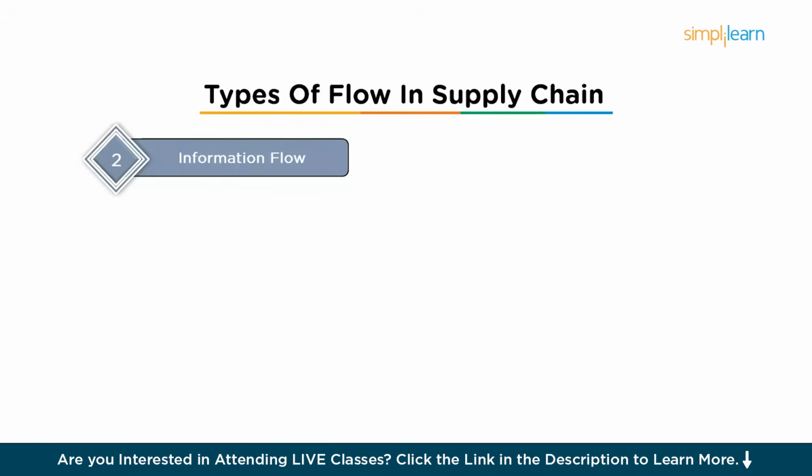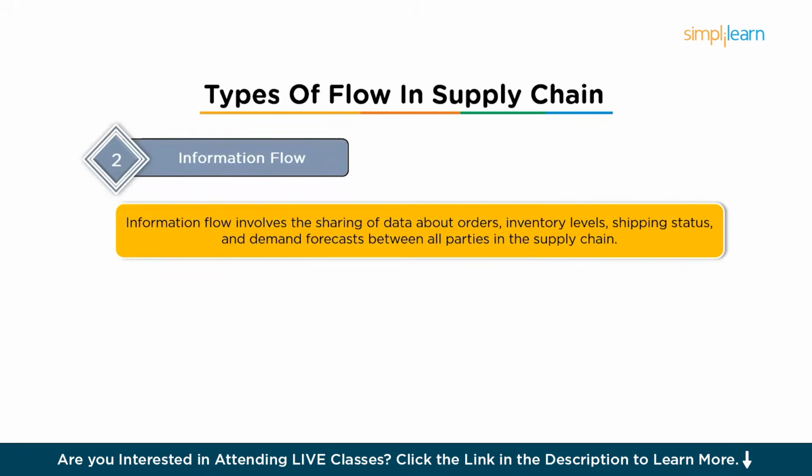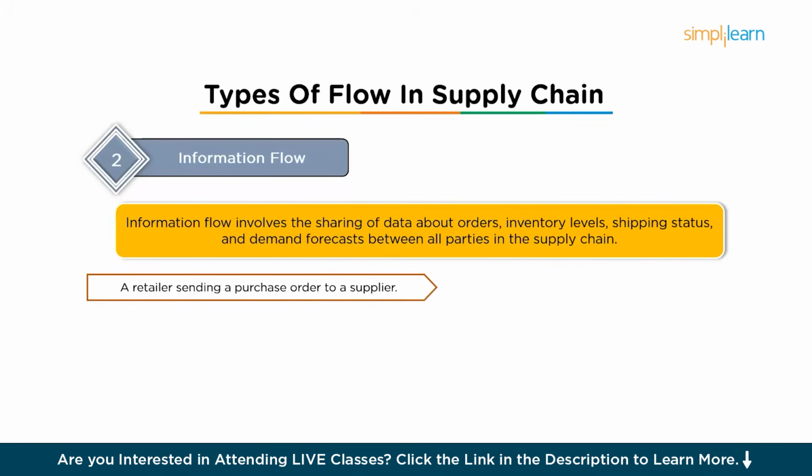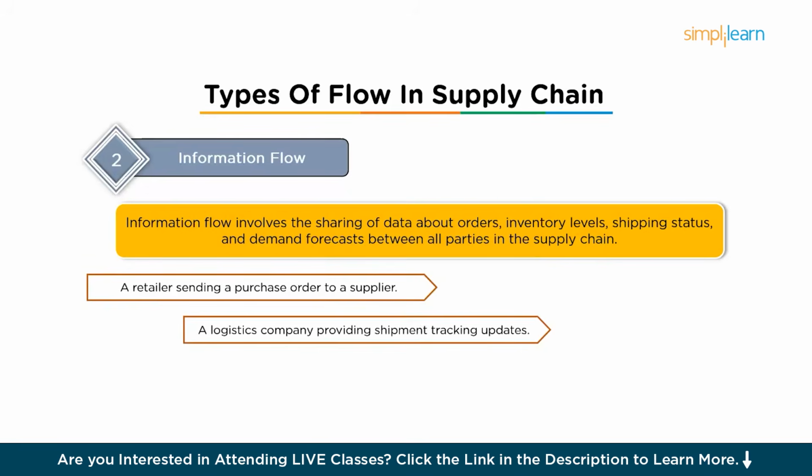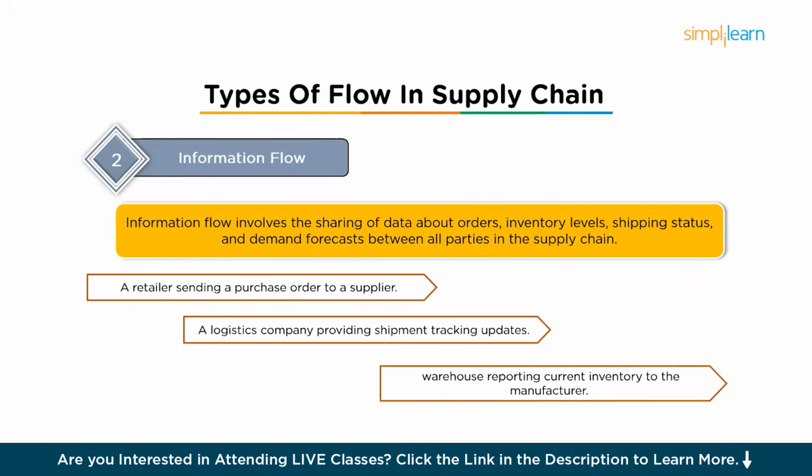The second type of flow is information flow, sharing data and updates. The information flow involves the sharing of data about orders, inventory levels, shipping status, and demand forecast between all parties in the supply chain. It tracks what goods have been ordered and received, helps plan the production and the delivery schedules, supports forecasting demand to avoid shortage or overstock. Examples of information flow are a retailer sending a purchase order to a supplier, a logistics company providing shipment tracking updates, and a warehouse reporting current inventory to the manufacturer.